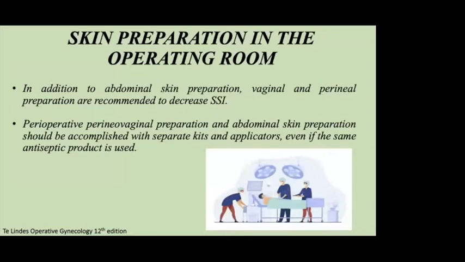So now for the skin preparation in the operating room. In addition to abdominal skin preparation, we do vaginal and perineal preparations in both our OB and gynae cases. This has been recommended since it has shown a decrease in SSIs. What is important to note is that our perioperative perineal preparation and the abdominal skin preparation should be accomplished with separate kits and applications, even if the antiseptic product used is the same.